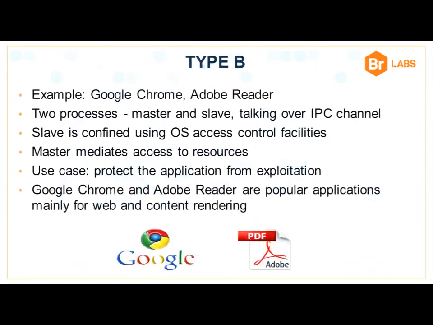Next is type B, which is Google Chrome. This is probably the most sophisticated and the most advanced sandbox which you find in the real world, right? How we are defining it is that you have a master and a slave. The slave is confined to what it can access, and everything is channelized through the master, right? The master is like the traffic policeman. It has policies and it decides what access is allowed and disallowed to the slave, right?